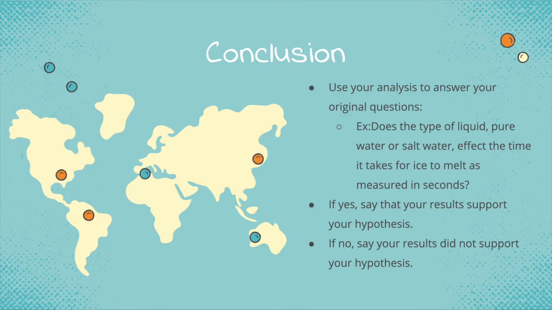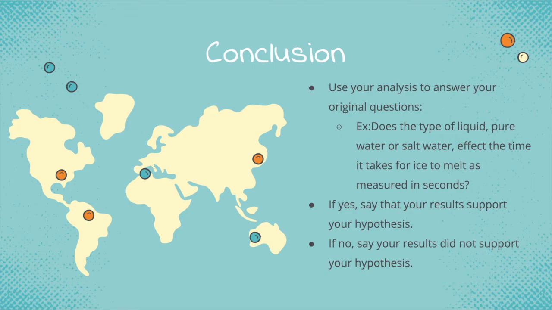So in this step, you use your analysis to answer your original question. You refer back to your hypothesis and see whether your data supports or does not support your hypothesis. So it's extremely important that you refrain from using prove or disprove, because you can't conclude that you proved or disproved something from just one experiment.